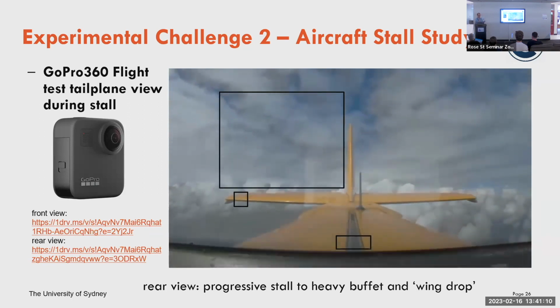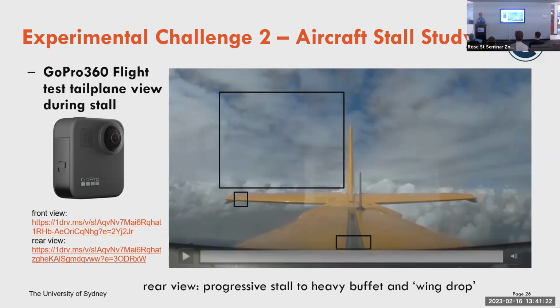So it's basic GoPro footage, but you could see the aeroplane goes into the stall and it goes into this nodding behavior. So it's actually in a heavy stall, there's lots of buffet, but there's this additional behavior as well. And that's why we wanted to use a number of different areas.